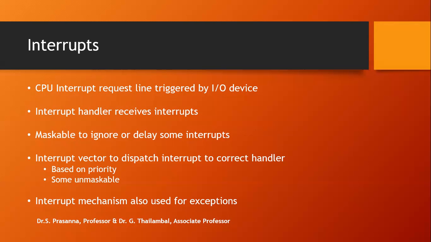An interrupt vector is maintained to dispatch the interrupt to the correct handler. The vector is based on priority, and some may be unmaskable interrupt vectors. The interrupt mechanism is also used for exceptions. So whenever a program gets any exception, the interrupt mechanism is executed.